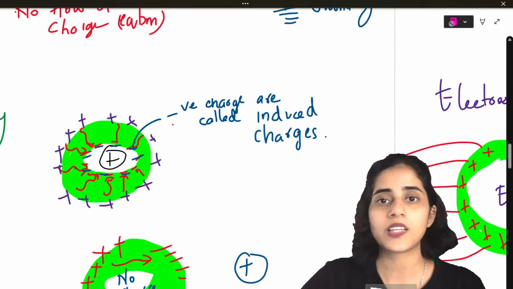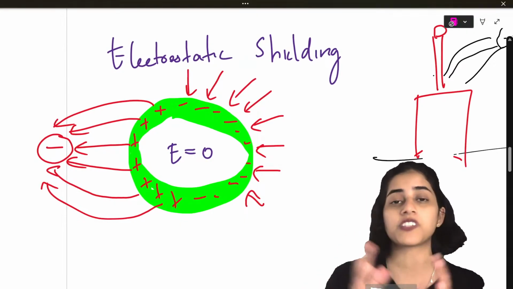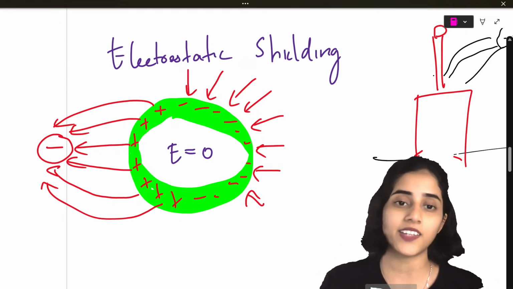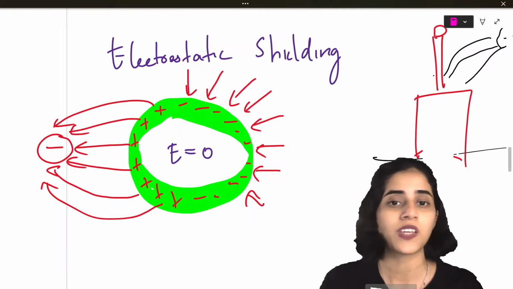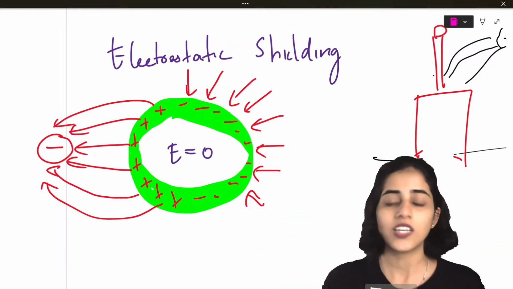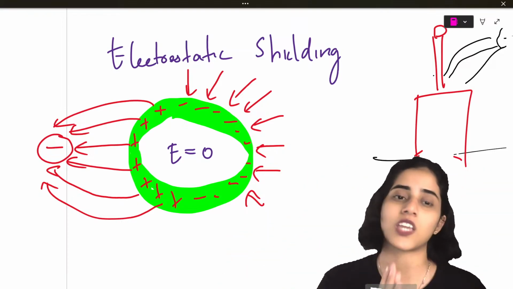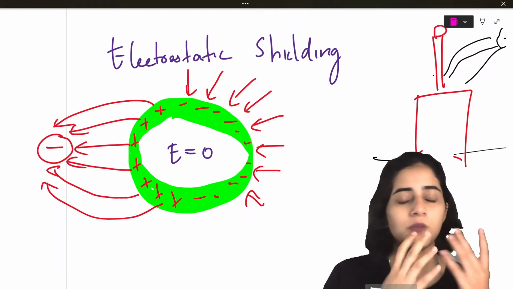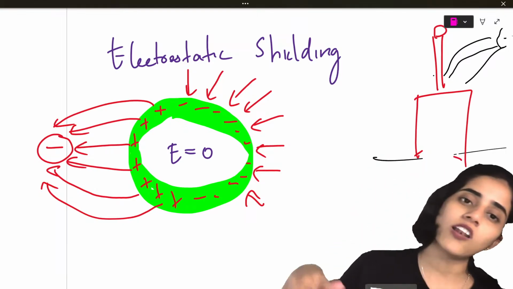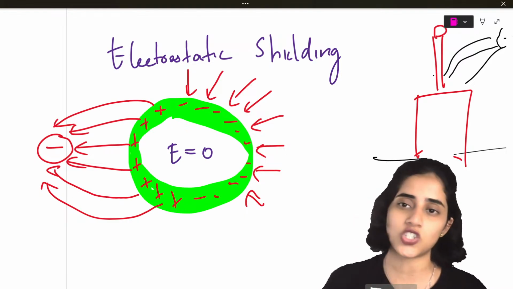Okay. Now, the same principle applies for electrostatic shielding as well. Electrostatic shielding is when you are protected. It's like you are in a cage and whatever lightning or electrostatic rays hit the cage, it flows through the surface of the cage, but it does not pass through the cage. Even in this case, you can see there are positive and negative charges. They're all flowing through the surface of the cage, but they're not passing through the cage.